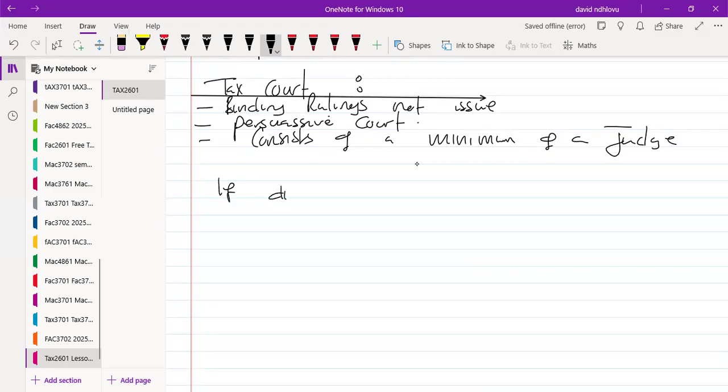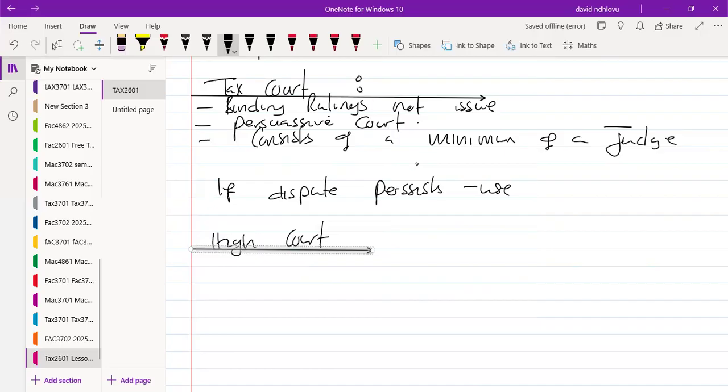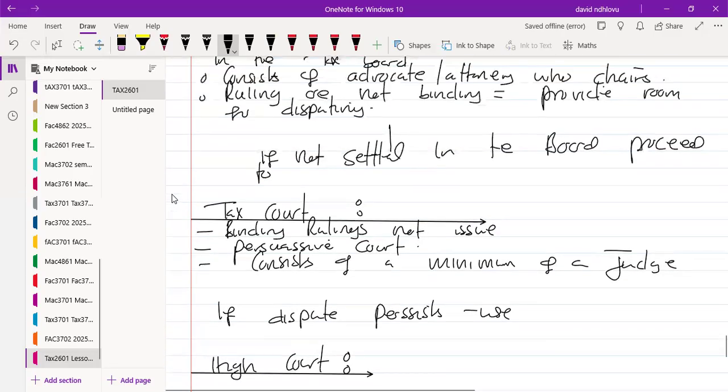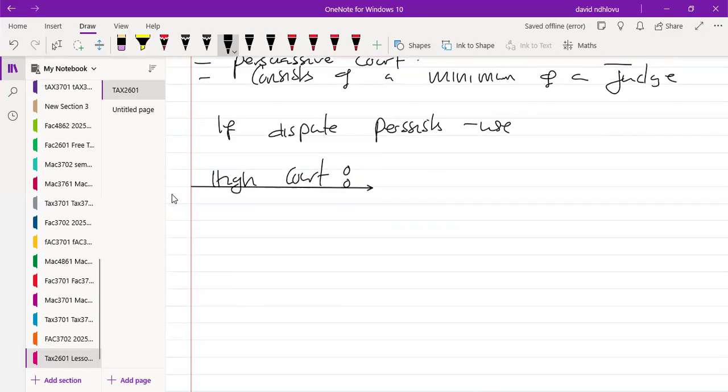Right. If the dispute persists, then we use the High Court. Right. Now we are in the main courts of the country. The rulings issued here are binding. It means when the High Court has ruled, you cannot go back to the tax court. Whatever the High Court rules, it then overrides everything that was said in the tax court. We are now at law.